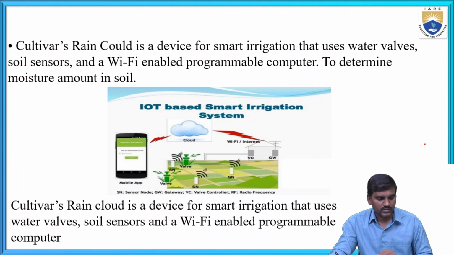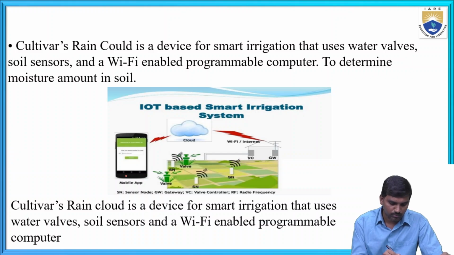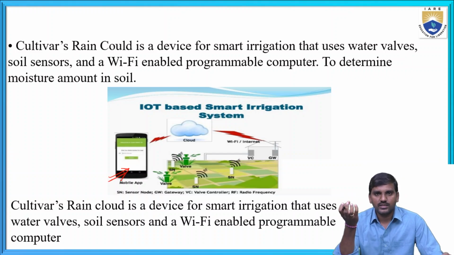Next, Cultivate Rain Cloud is a device. This is the real-time image of the smart irrigation system. With the help of a mobile app, we can identify the input parameters: how much water will flow, how much humidity, how much temperature. Like that, it can determine moisture level also.